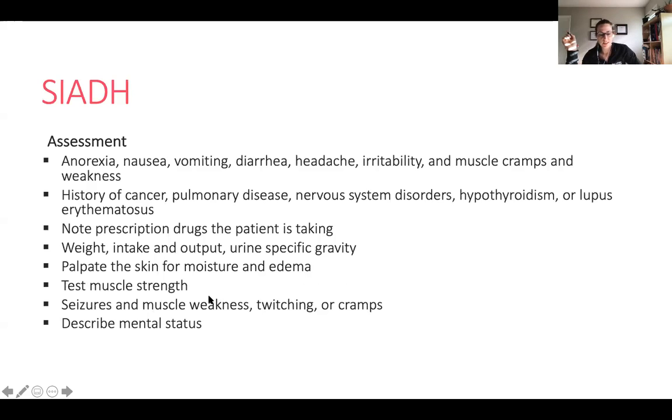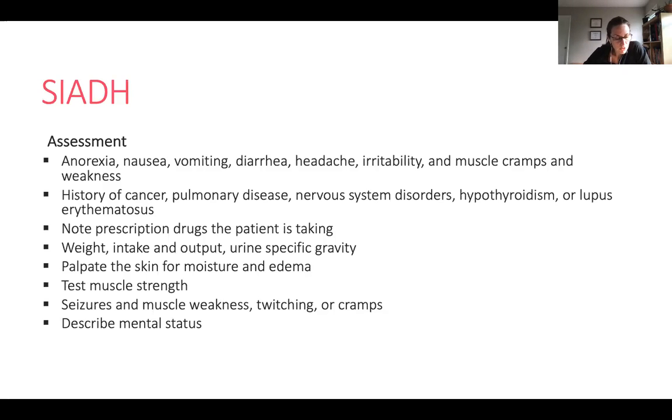So as far as your assessment, nausea, vomiting, diarrhea, headache, irritability, and muscle cramps and weakness because of the electrolyte disturbance. Assess for any history of cancer or any of the other causes of SIADH. Make sure you know what prescription drugs they're taking to see if it's a result of a medication. You want to make sure you're monitoring their intake and output pretty closely, and daily weights, and also specific urine gravity, and also the vital signs.